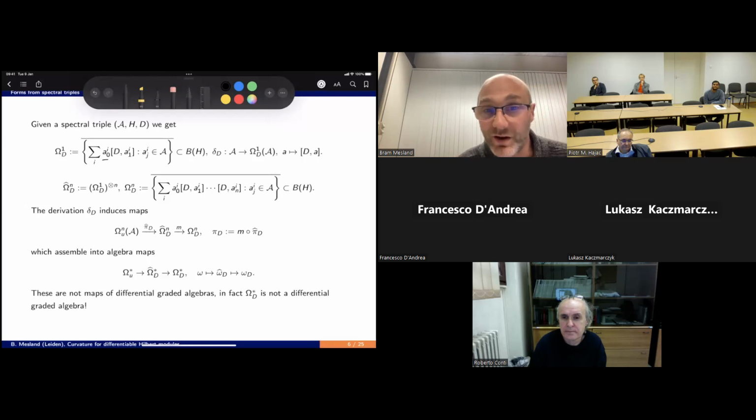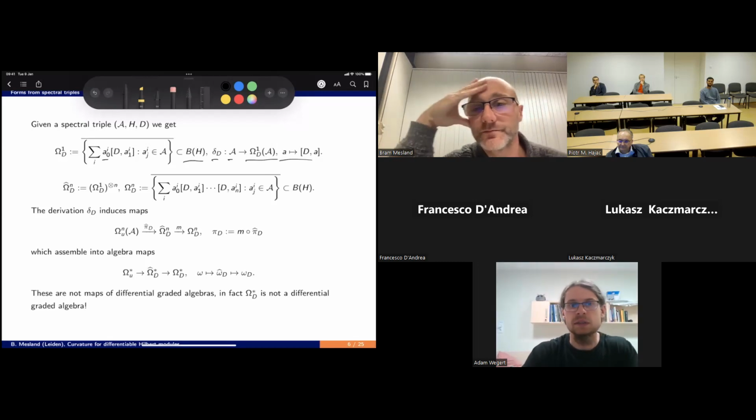And so this is a bimodule, but it sits inside B(H). That's where it has arisen from our spectral triple data. And then there is a derivation delta_D from A into Omega^1, and that is just this commutator. And as you see from the previous Riemannian manifold example, this should be really the representation of the one forms.